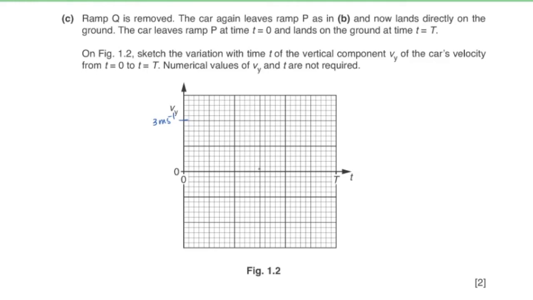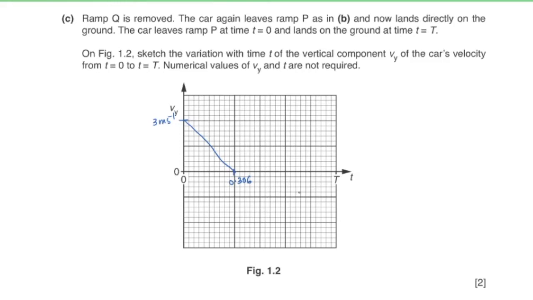But we are not required to mention the numerical value, so I'll suppose that 0.306 lies somewhere here, not exactly in the middle, because the car is going to travel a greater distance later, not from ramp P to maximum height. So we'll have a straight line with negative gradient.